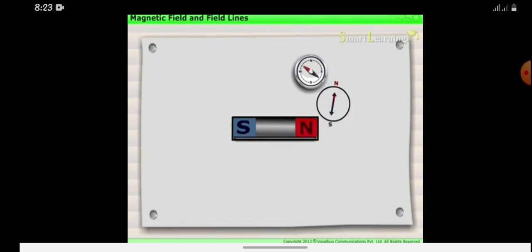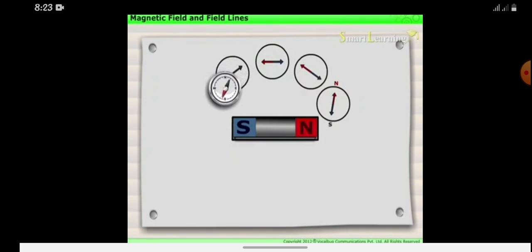Now move the compass to a new position, such that its South Pole occupies the position previously occupied by its North Pole. In this way, proceed step by step till you reach the South Pole of the magnet. Join the points marked on the paper by a smooth curve. This curve represents a field line.